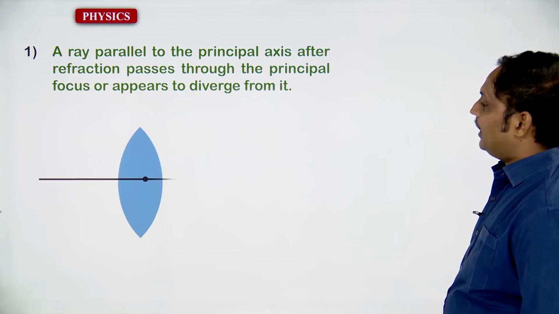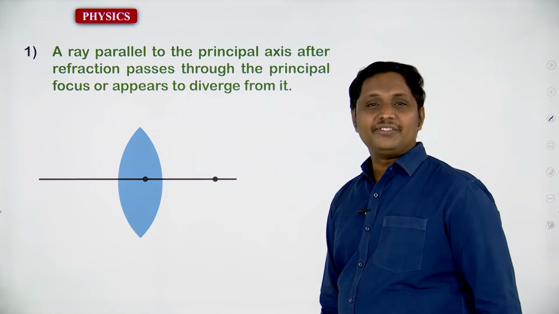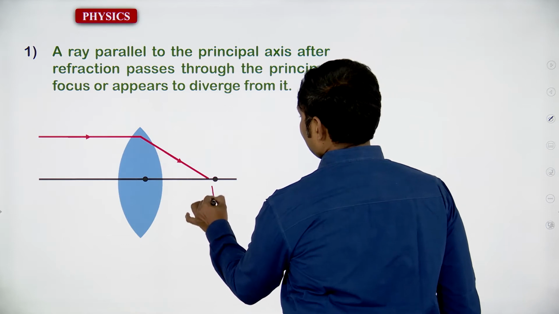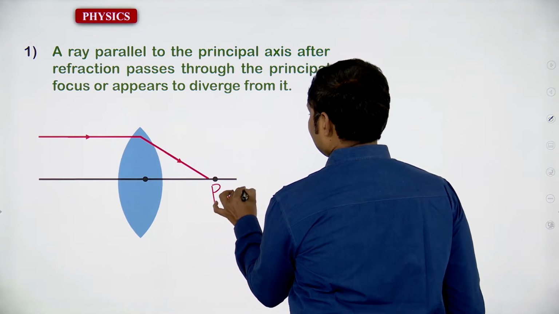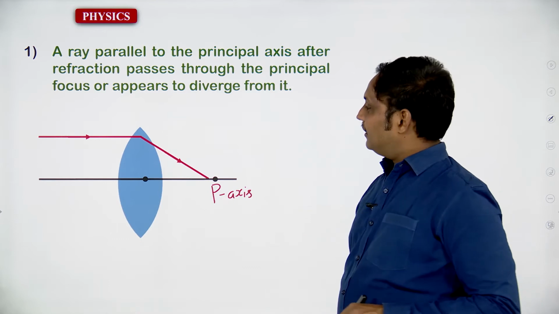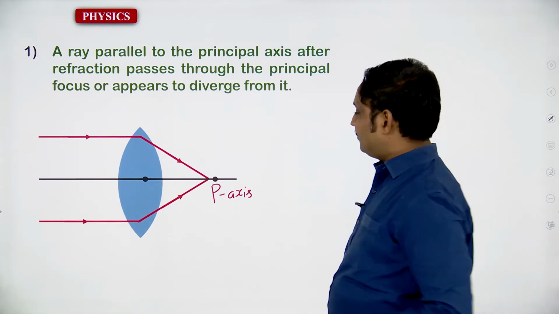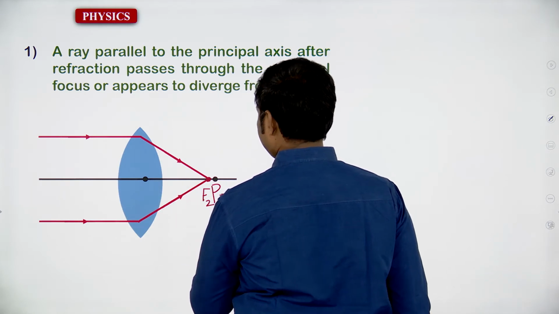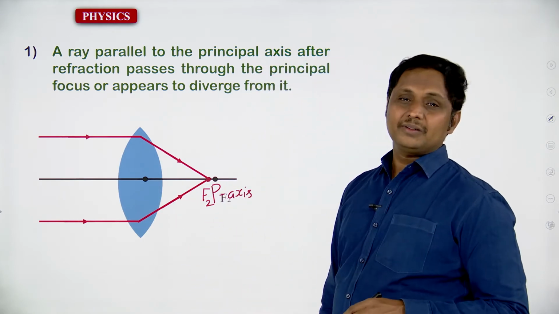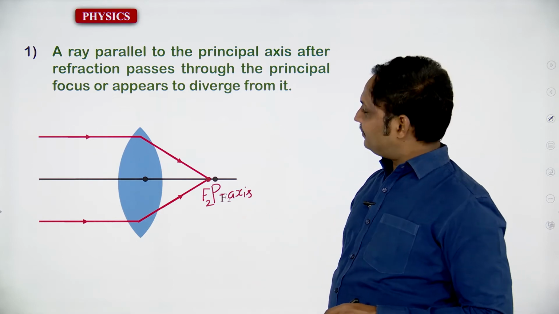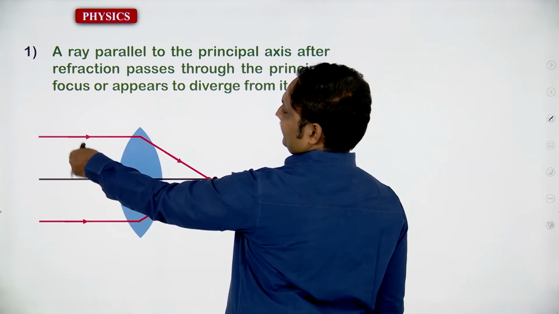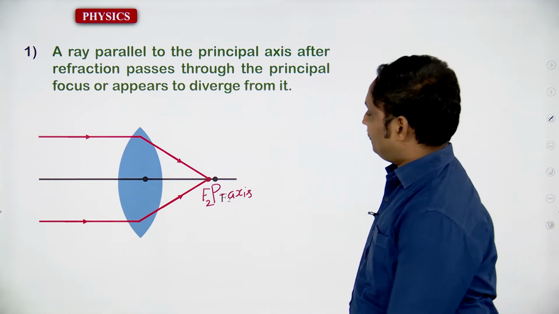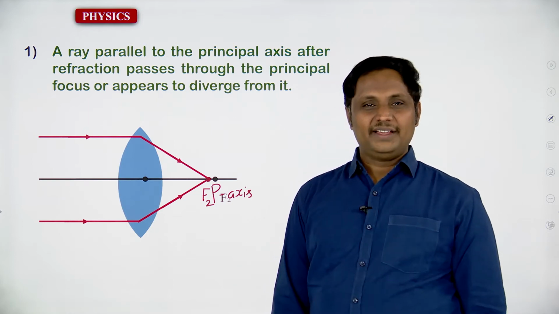Yes, you have to take that this is going to be the convex lens, very clear. We are considering that this is the principal axis. This is F2, the second principal focus. These are the parallel incident light rays. After the refraction they will meet at one point, that is one case.